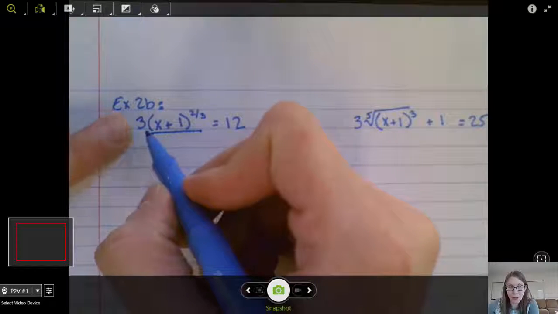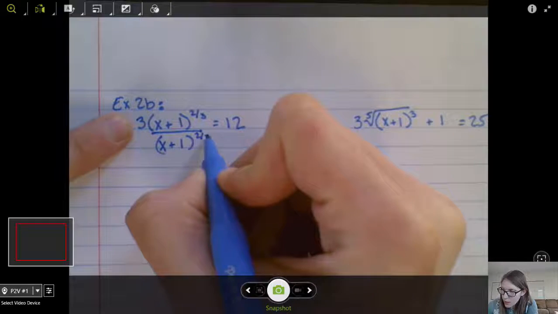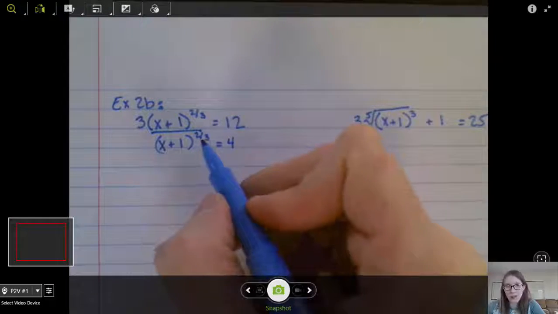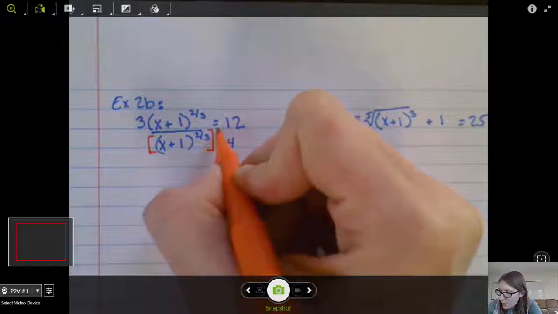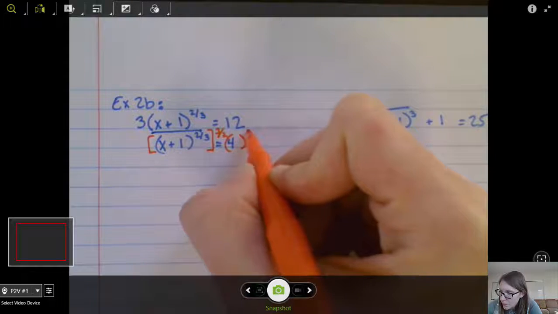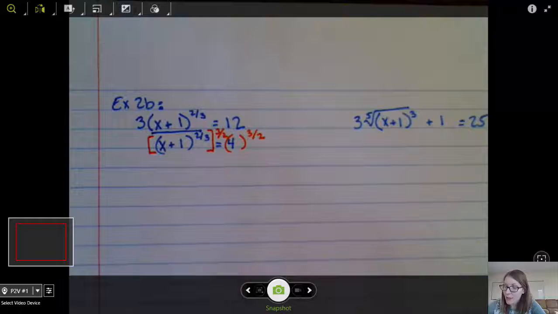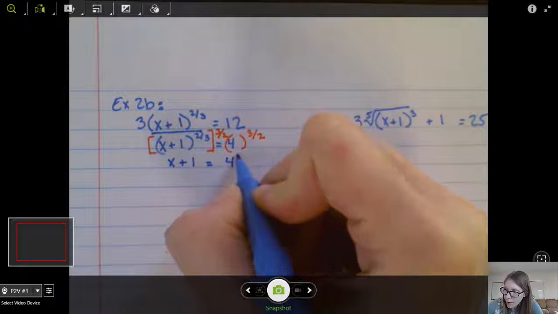I need to start off by getting rid of this 3. So divide each side by 3. We get (x+1)^(2/3) equals 4. Now to get rid of this 2/3 power, we take each side to the reciprocal power, 3 over 2. We have a pretty similar problem to what we did with our last problem. These exponents cancel each other out, giving me x plus 1 equals 4 to the 3/2 power.